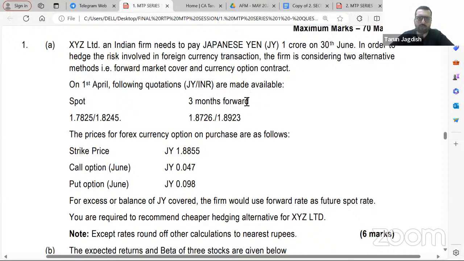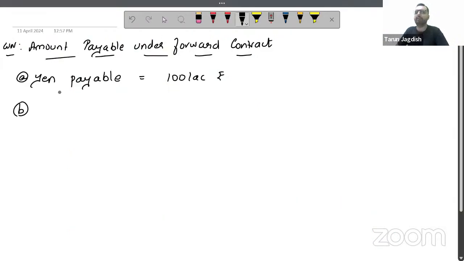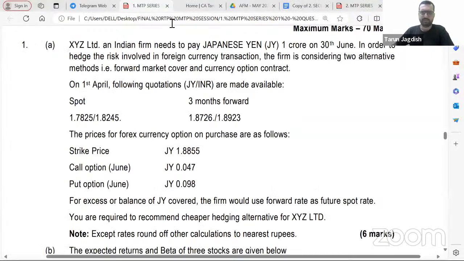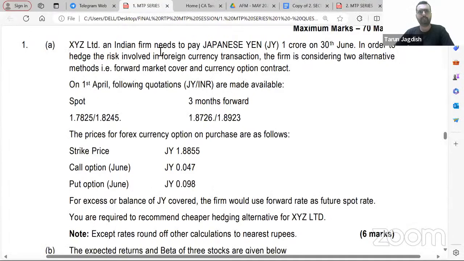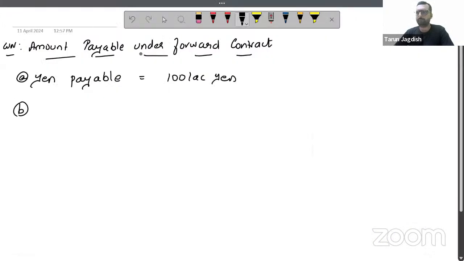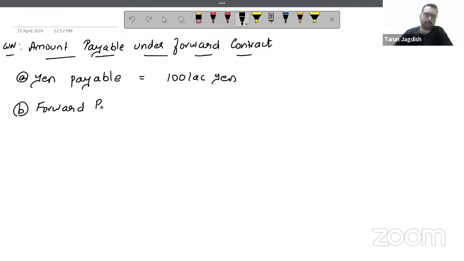Okay, now what is the forward rate? Friends, will it be the bid rate or will it be the ask rate? Bid rate. Wait, this is yen. It's an Indian firm. So Indian firm will do what? Buy yen. If Indian firm is buying yen, what is the bank doing? Selling yen. In return, the bank is buying rupee. So it will be the forward bid rate. Am I right? Because rupee is the currency.